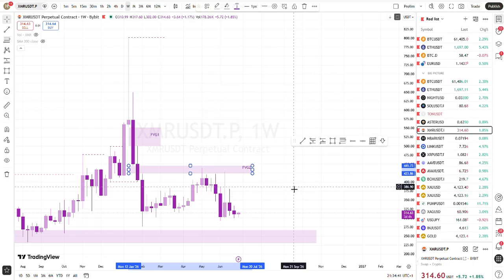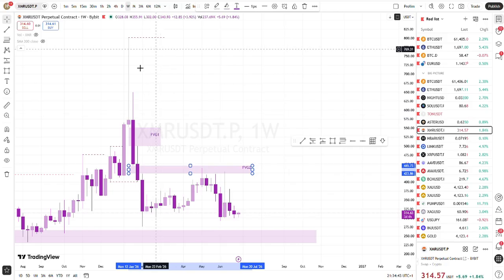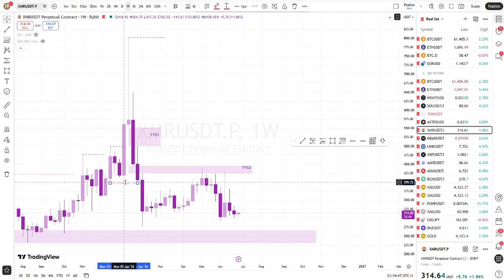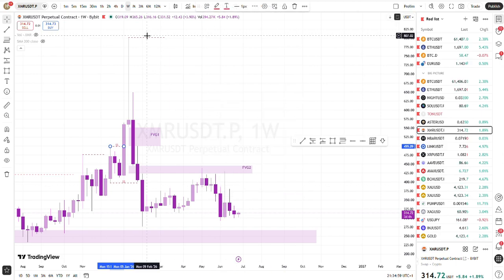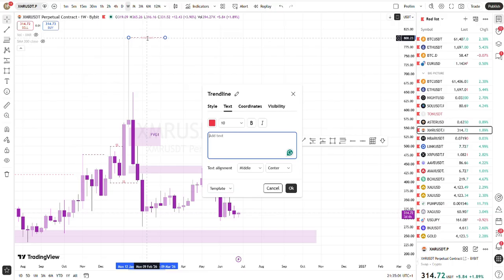But on the FVG2, see what happened. In this particular case, this is where liquidity was lying down. This was where liquidity was lying down, right? Here is also liquidity that was taken, right? We also have liquidity lying here, right?